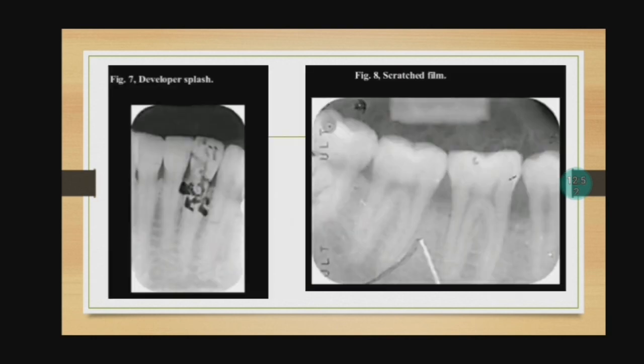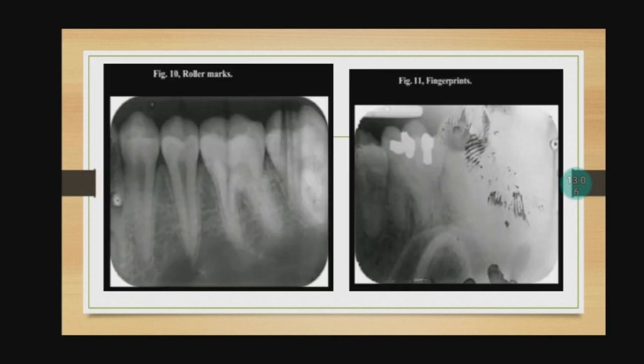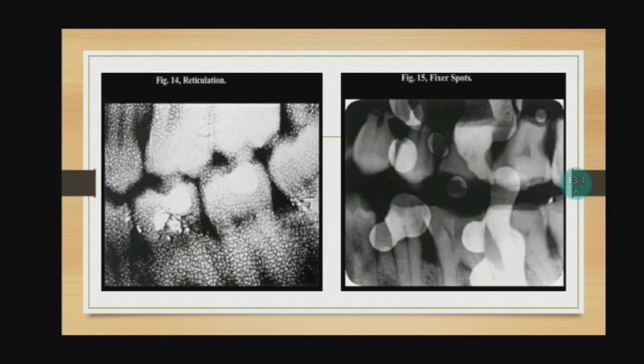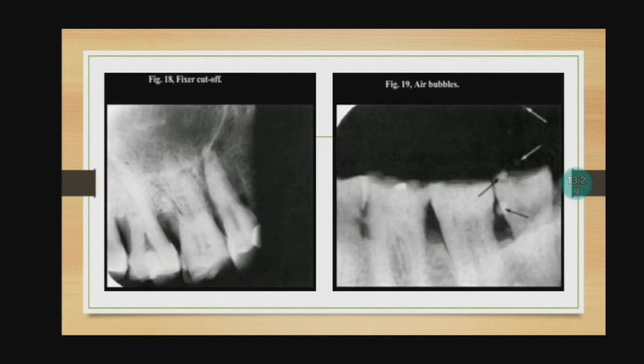Figure 7, developer splash, and figure 8 is a scratched film. Figure 9, the water spots. Figure 9, solution too slow. In figure 10, roller marks. Figure 11 shows the fingerprints. In figure 12, overlapped films. Figure 13, underdeveloped. Figure 14, reticulation. Figure 15, fixer spots. In figure 16, developer cut off. In figure 17, shows a number of errors. In figure 18, fixer cut off. In figure 19, air bubbles. As you can see there in the arrow, you can see those air bubbles.